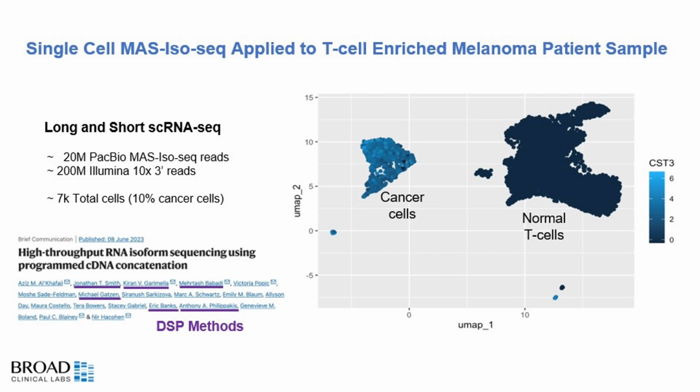One is this melanoma sample, a T cell enriched melanoma sample, and this was published last year as part of the original MAS-Seq paper. Here we have millions of PacBio Iso-Seq reads. We have 200 million Illumina 10x 3' reads, about 7,000 total cells. Here we have cancer cells, and we have normal T cells. And we assayed these cells for fusion transcript detection using our tools.